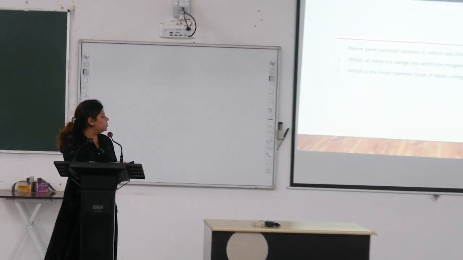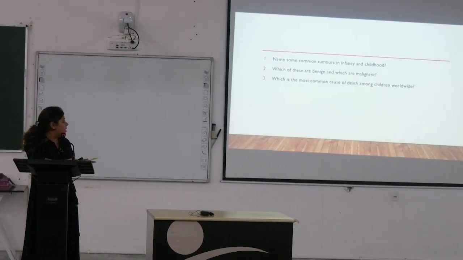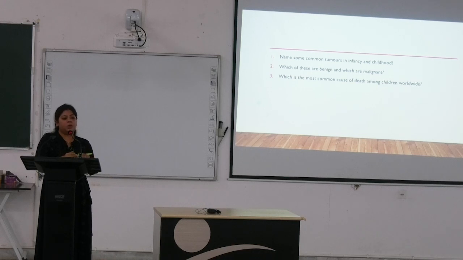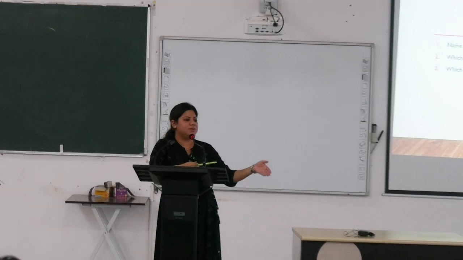So name some common tumors. I've discussed this. Which are benign, which are malignant. I've discussed it. Name the most common cause of death among children in the world, first world countries, where the most research takes place. Actually, that is why it reflects worldwide. That is because most research takes place in USA, UK. So we get their data more. So tell me the most common cause of death among children.